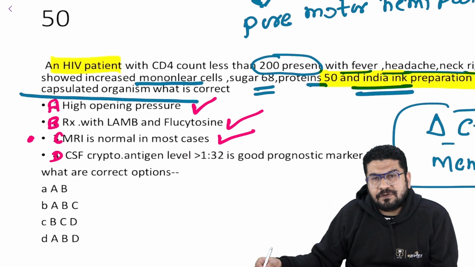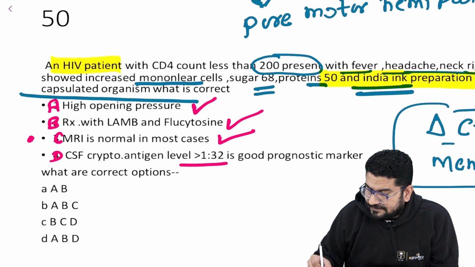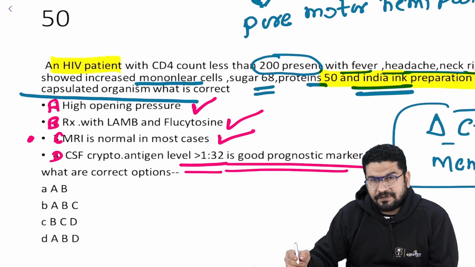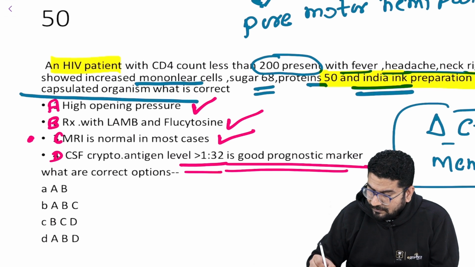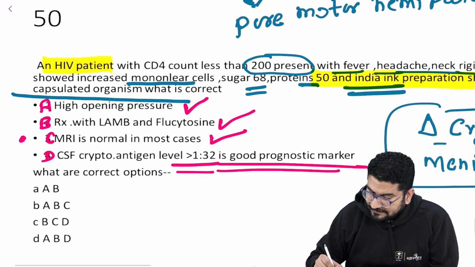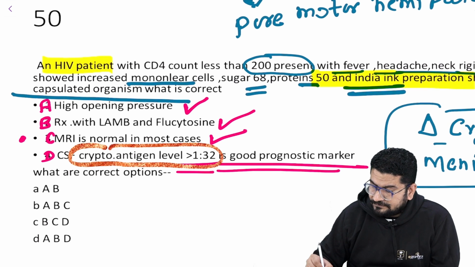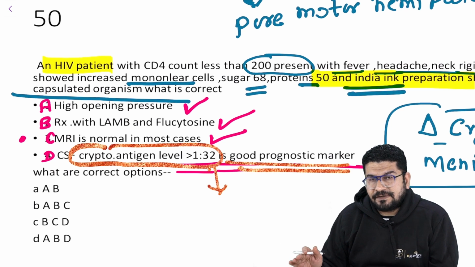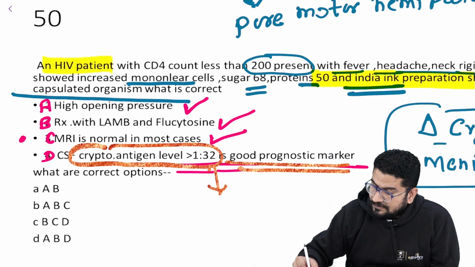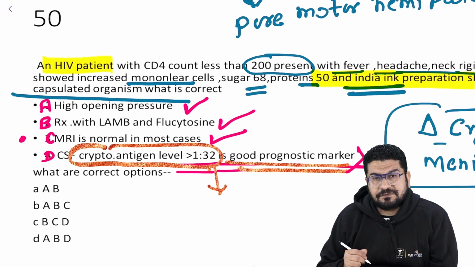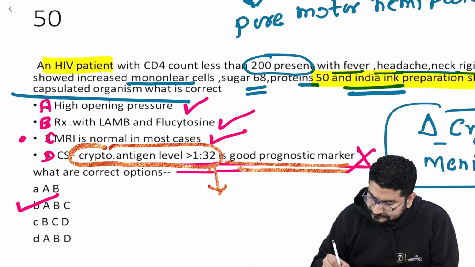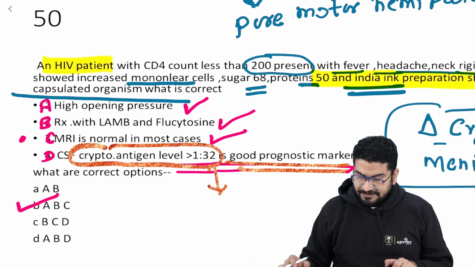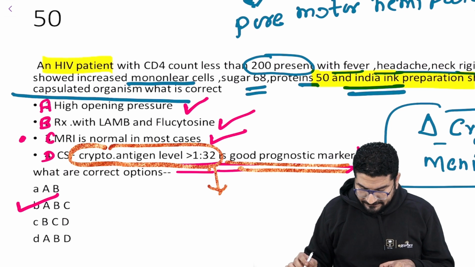Now, CSF cryptococcal antigen level more than 1:32 is a good prognostic marker. Suppose I am not knowing about something, but you can see, when antigen titers are more, this will never be a good prognostic marker. Higher the titer of antigen, the worse the condition. So this is not a true statement. So the answer for this question will be A, B and C. Clear? D is not correct. They are asking what is the correct statement.